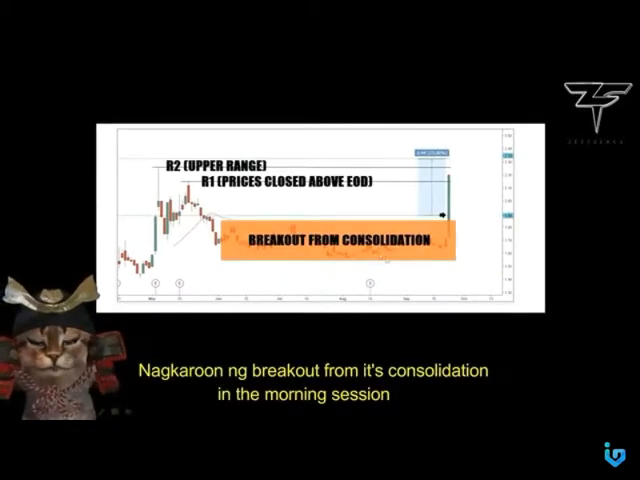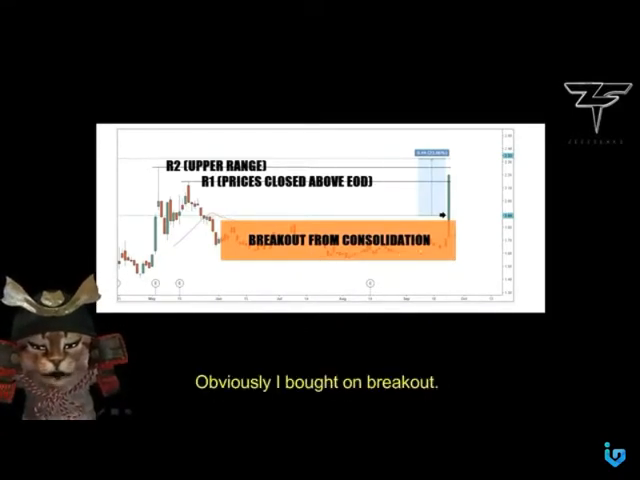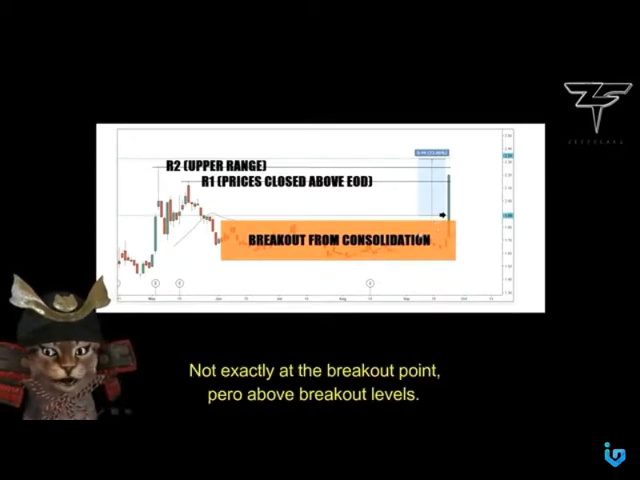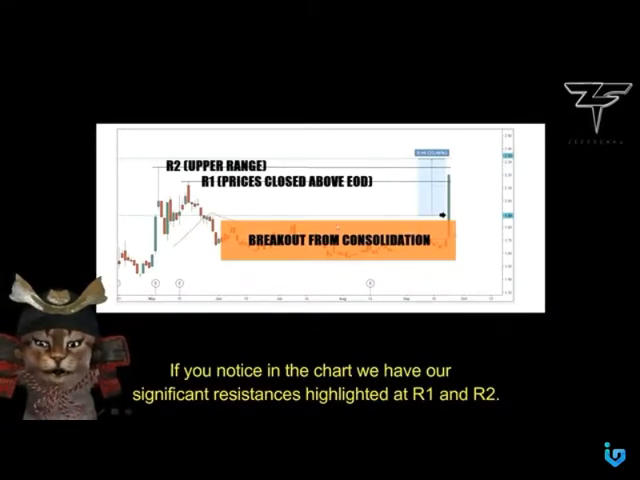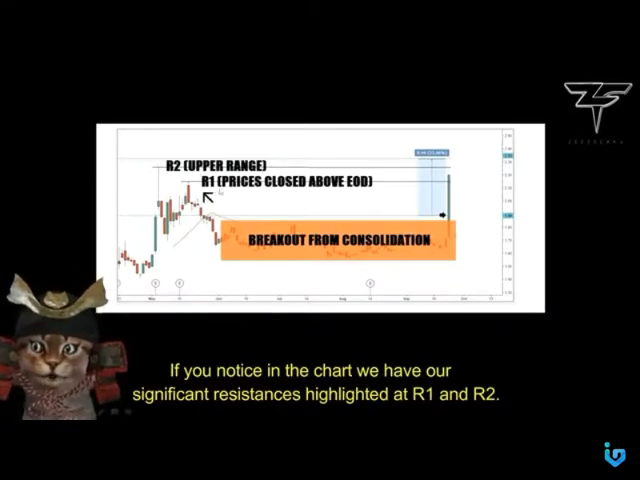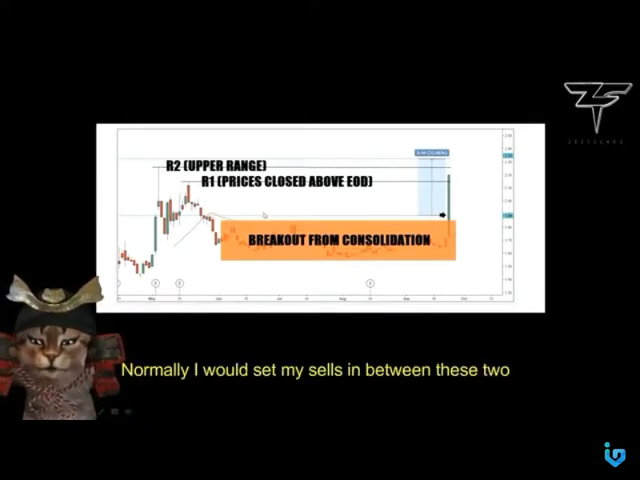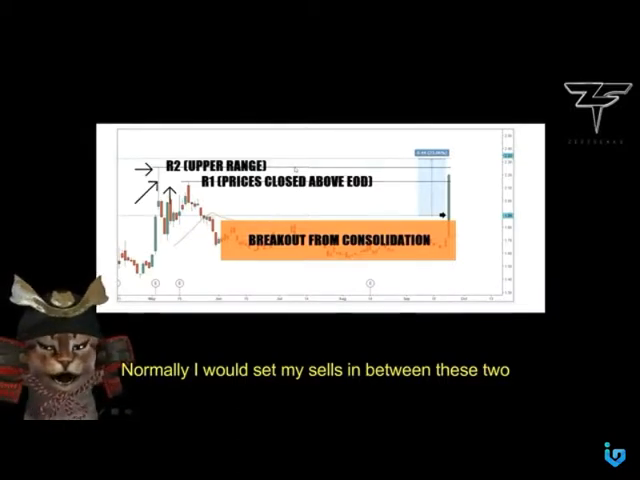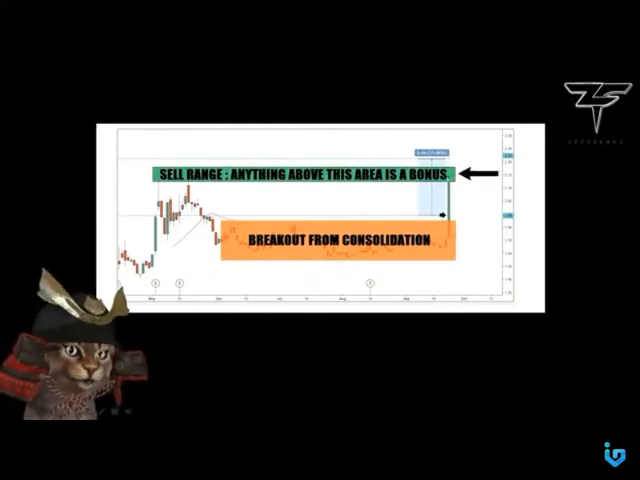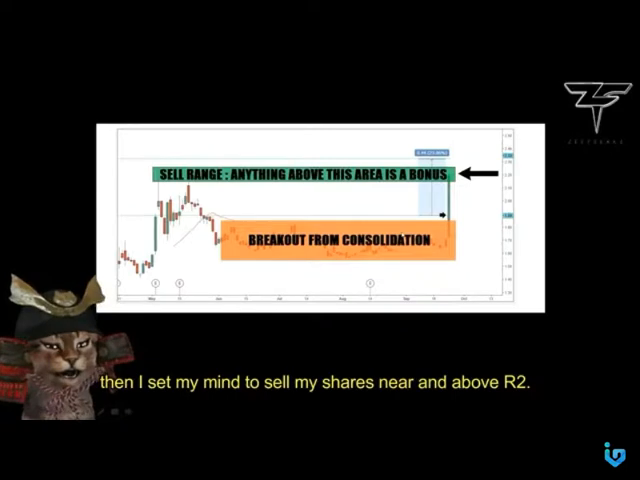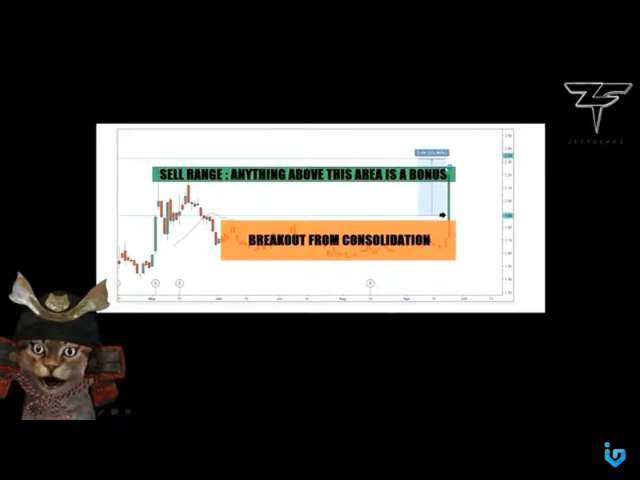Na nagkaroon ng breakout from its consolidation in the morning session as highlighted dito sa orange box. Obviously, I bought on breakout, although not exactly at the breakout point, pero above breakout levels. Now, if you notice in the chart, we have our significant resistances highlighted at R1 and R2. Normally I would set my sells in between these two and above, but since APX closed above R1 right here, then I set my mind to sell my shares near and above R2. So dito banda. So near and above.